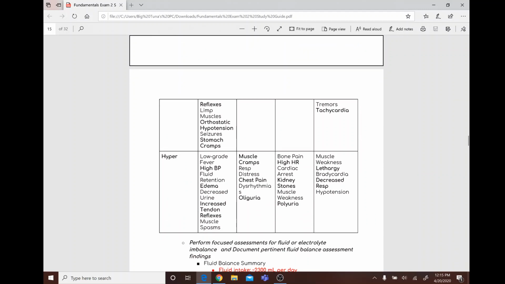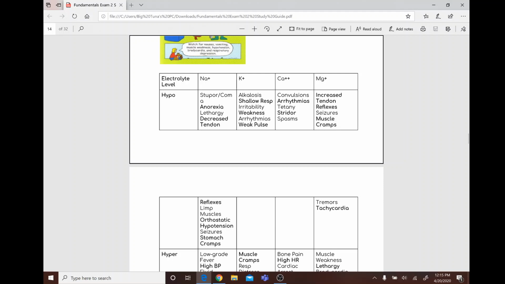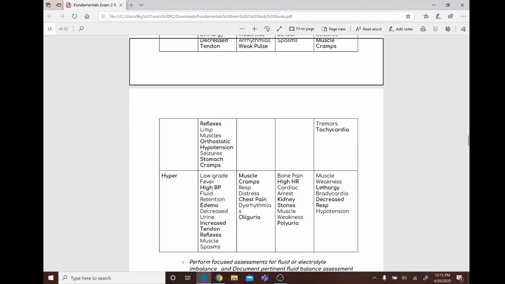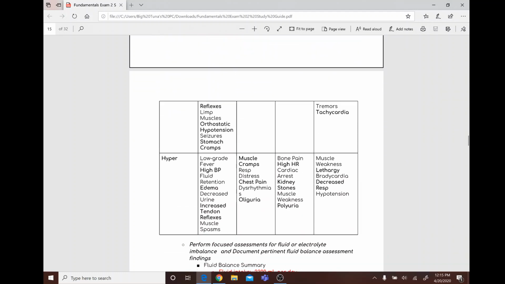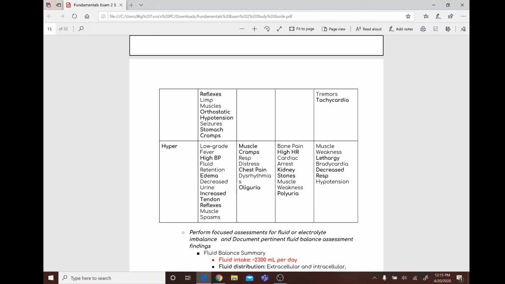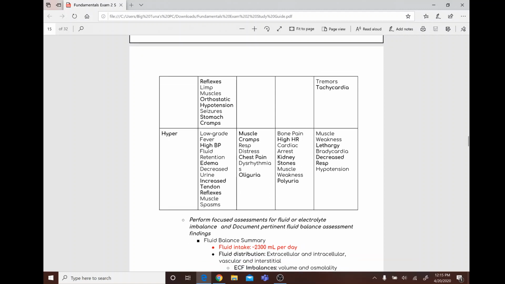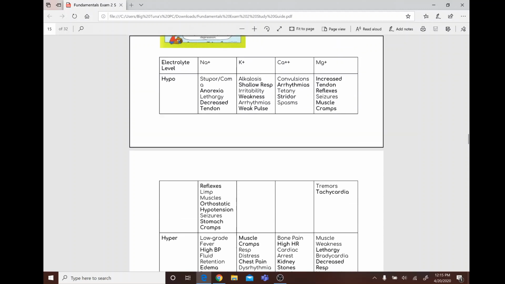What are the signs and symptoms of hyperkalemia? Muscle cramps, respiratory distress, chest pain, dysrhythmias, and oliguria. What are the signs and symptoms of hypocalcemia? Convulsions, arrhythmias, tetany, stridor, and spasms. What are the signs and symptoms of hypercalcemia? Bone pain, high heart rate, cardiac arrest, kidney stones, muscle weakness, and polyuria.